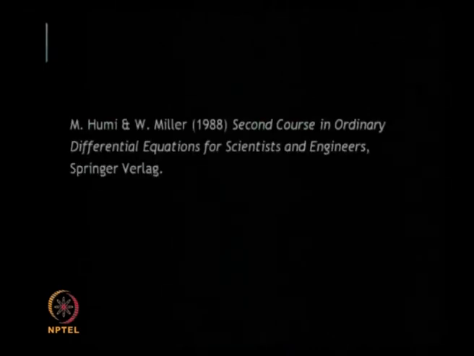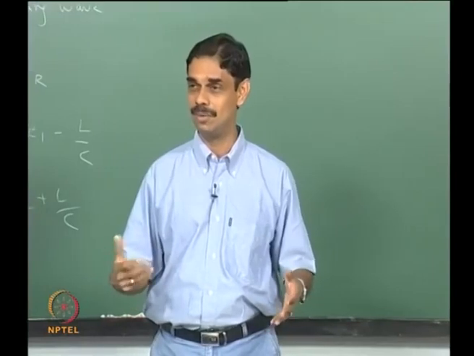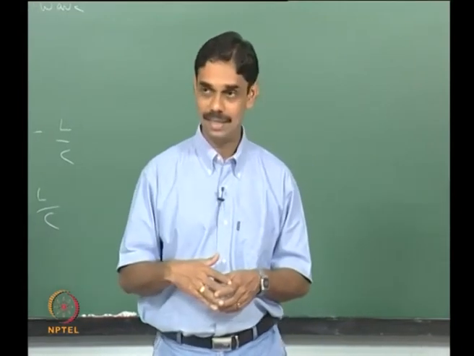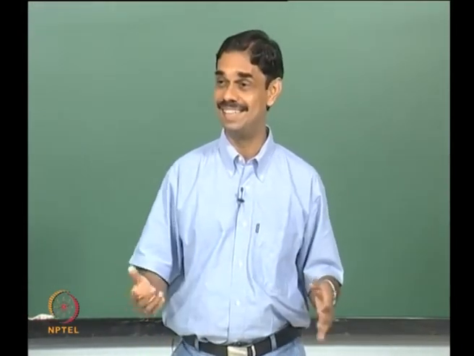And the book that I used to learn is Hume and Miller. It's titled Second Course in Ordinary Differential Equations for Scientists and Engineers, Springer Verlag. It's a really nice book, and it's a math book without, you know, sometimes you get bogged down by math books because they are so worried about existence and uniqueness and theorems and lemmas and so on. He doesn't deal with any of that. He explains to you how to solve the equations and what the special functions are, what the properties are, how to apply the boundary conditions, when it will work, when it won't work, when it will converge and so on, rather than worry about theorems and lemmas. It's really for scientists and engineers, not for mathematicians.